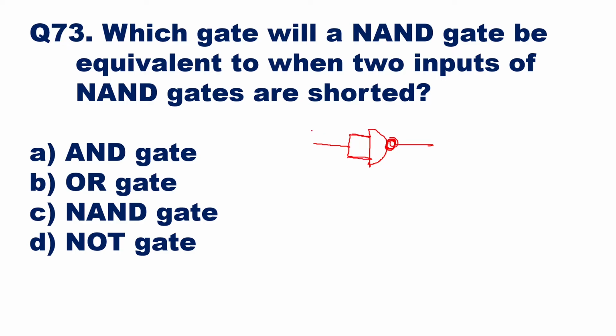So if both the inputs are the same, for example, if both the inputs are 1, 1, the output will be 1, and after inverting, the output will be 0. If the input is 0, similarly 0 into 0 is 0, and if it is inverted, it is 1. That means this is giving the function of a NOT gate. So which gate will a NAND gate be equivalent to when two inputs of a NAND gate are shorted? Then it is a NOT gate. So option D will be the right answer.